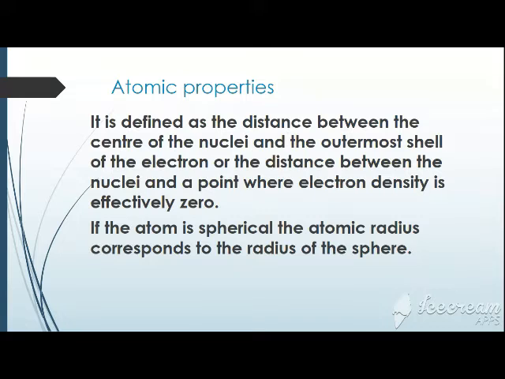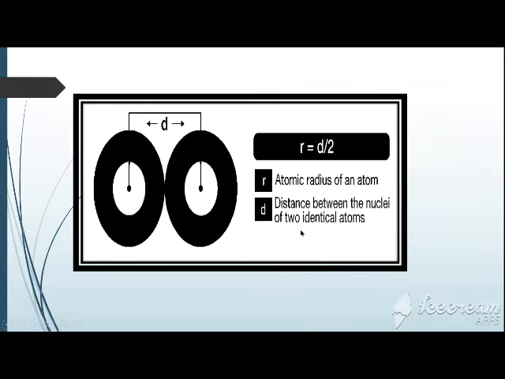Electron density is a representation of the probability of finding an electron in a specific location around an atom or molecule. If the atom is spherical, the atomic radius corresponds to the radius of the sphere. So you can see here the distance between the center of the nucleus to the outermost shell of an electron. The distance between the nuclei of two identical atoms is defined as d. R, the atomic radius, can be calculated by d by 2. This is the formula for calculating the atomic radius of an atom.